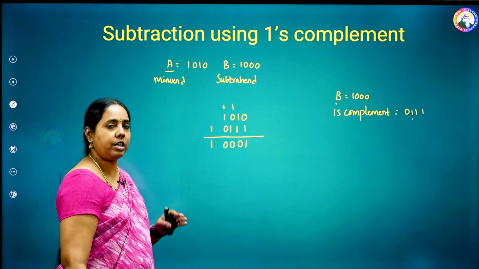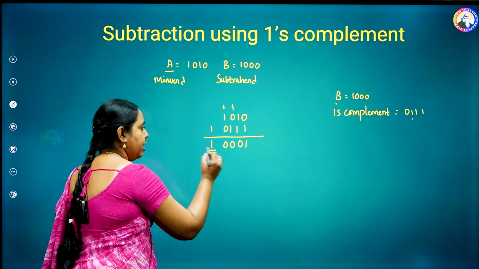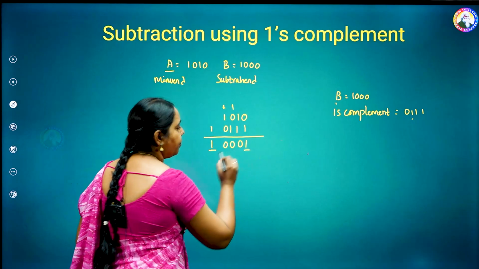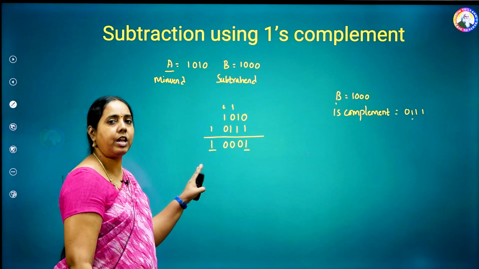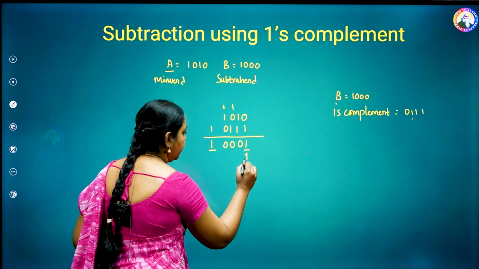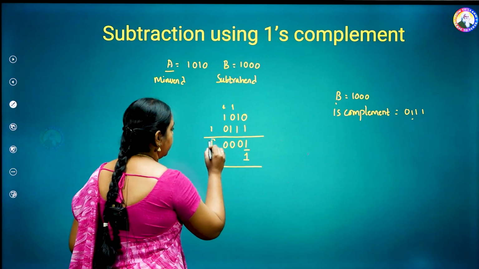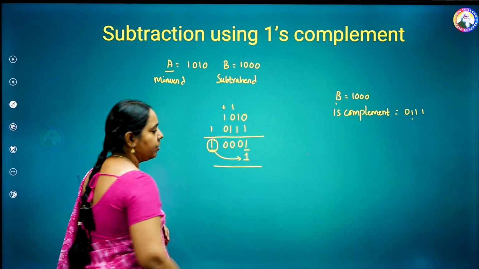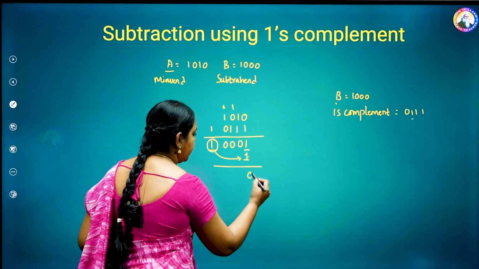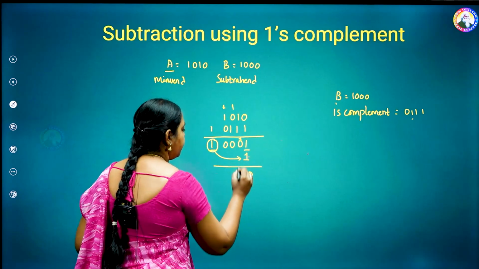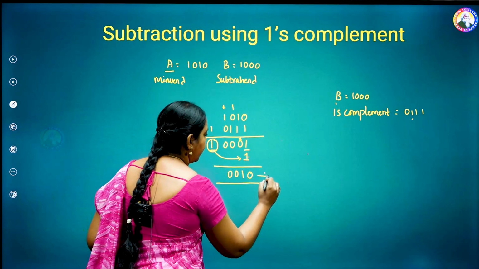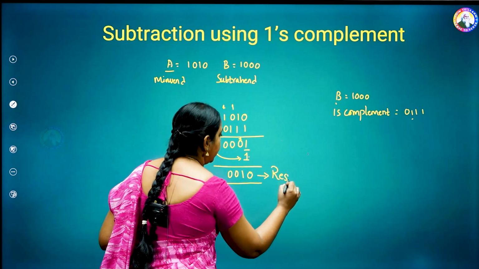So what are the rules? If carry exists, I need to add this carry to the LSB of the result. The carry bit should be added to the LSB of the result. So I add this 1 here to the LSB of the result. 1 plus 0 is 1, 1 plus 1 is 0, carry 1, and so on, and this is the final result.